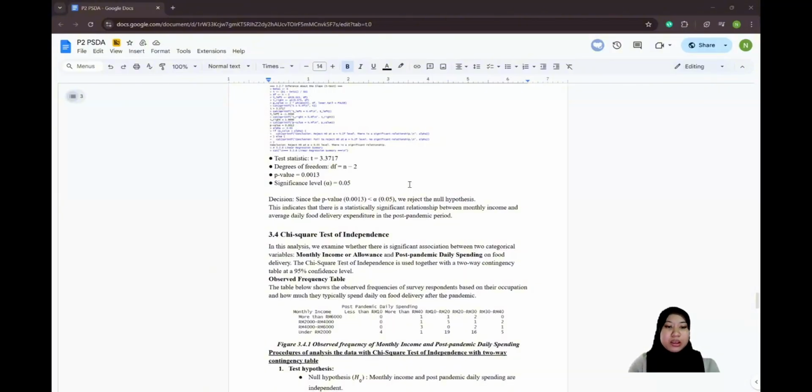We also conducted a t-test to determine the significance of the relationship, where the t-statistic is 3.3717 and the p-value is 0.0013. Since p is less than 0.05, we reject the null hypothesis. Thus, there is a statistically significant relationship between monthly income and daily food delivery spending. Our analysis confirmed that monthly income has a significant effect on daily food delivery expenditure. However, the strength of the relationship is weak, as shown by the low R-squared value. Other factors likely influence spending behavior. That's all from me. Thank you, Elisa.